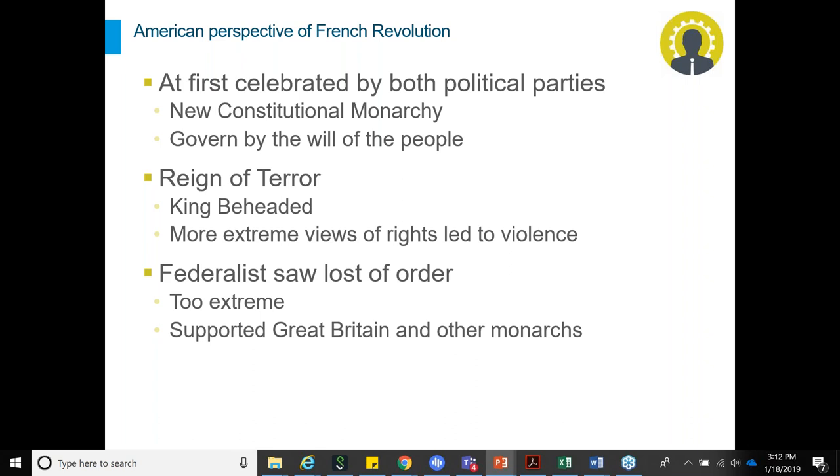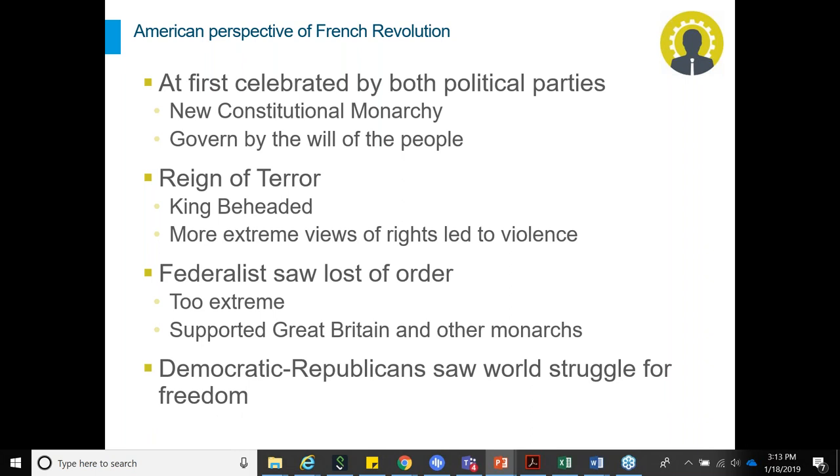Great Britain, as still a constitutional monarchy, showed stability and the ability to govern effectively, with a king and a representative government in Parliament. The Democratic Republicans saw the French Revolution and the Reign of Terror as just part of a world struggle, that freedom was not going to be easy. And Thomas Jefferson once famously said that the tree of liberty must be fed by the blood of tyrants, and the blood of those who want to be free.